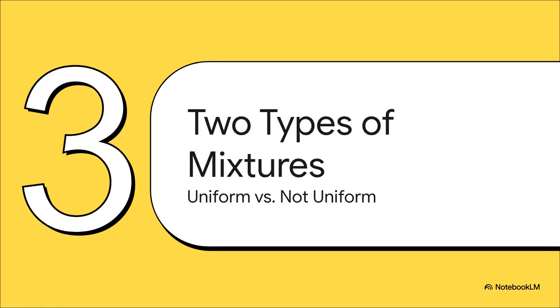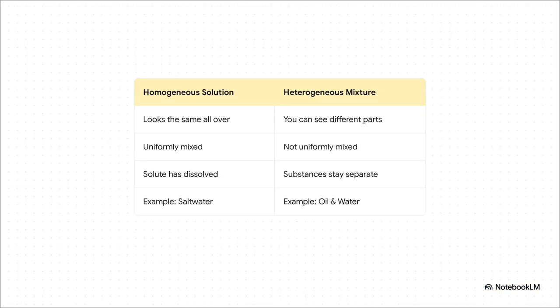Okay, so this brings up a really good question. Is every single mixture a solution? And the answer is no, not at all. Let's take a look at the two main types of mixtures you can have. So on one side, you have a homogeneous solution. The word homo just means same. And that's the key. This mixture looks exactly the same everywhere you look. It's totally uniform because the solute has completely dissolved.